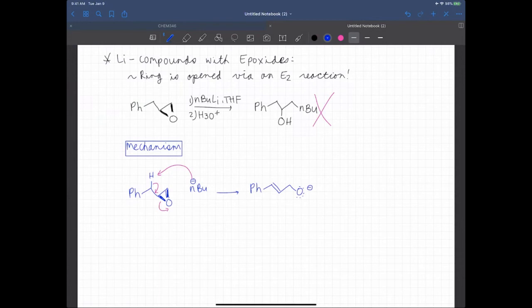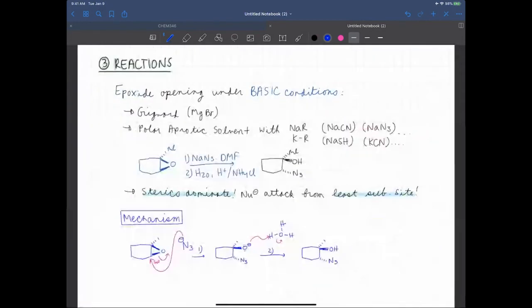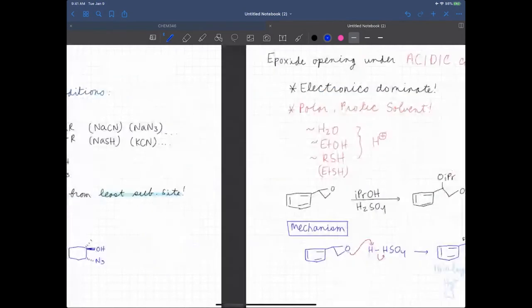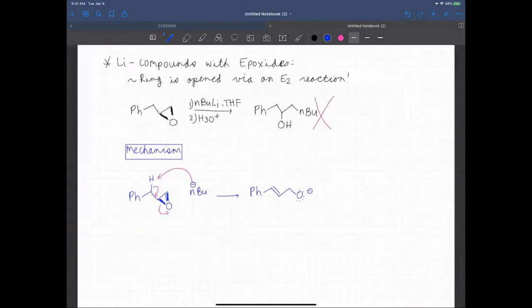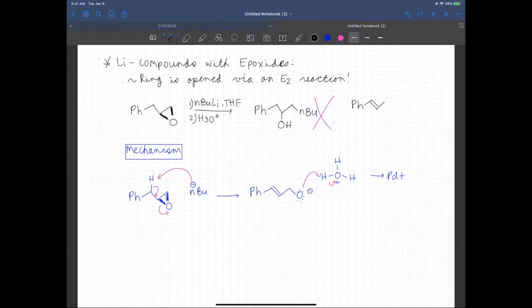If you had a Grignard reagent, then basic conditions apply. Okay, so just take note. And then when you do your acidic workup, everything just goes the same from here. Okay, so what you have essentially for your real product is this here. Okay, and this is the correct one. Any questions on that?